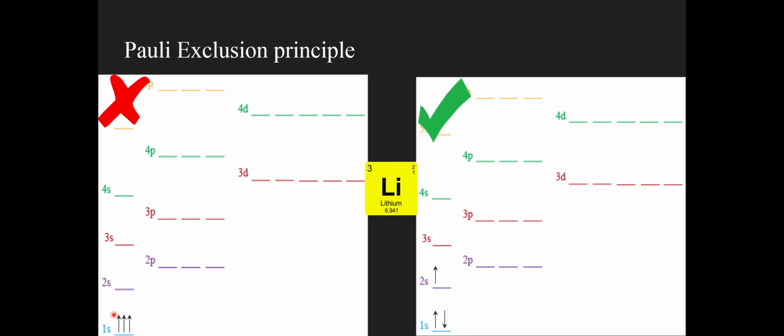As you can see, there's currently 3 electrons in this theoretical configuration I have over here. This would be incorrect, as all of them have the same spin and they're all occupying one orbital. Over here this would be correct. There's only 2 electrons in these orbitals, and they all have opposite spins.